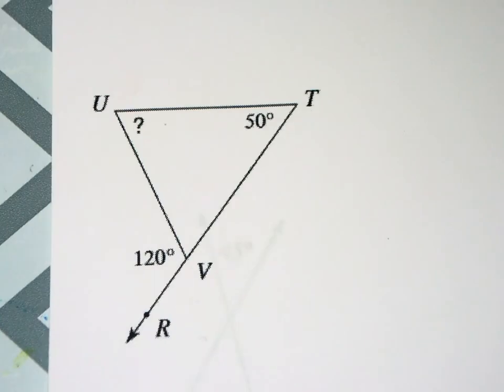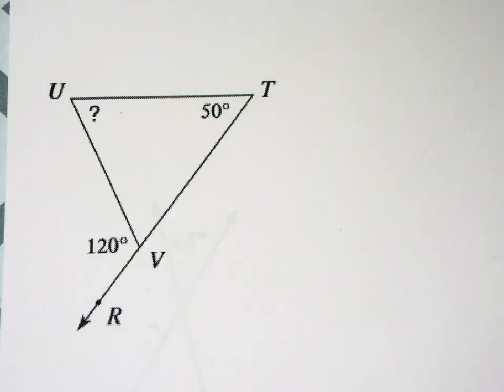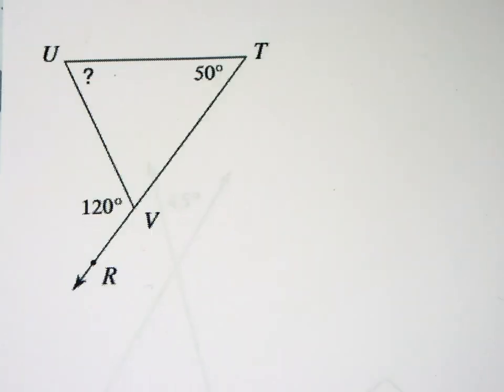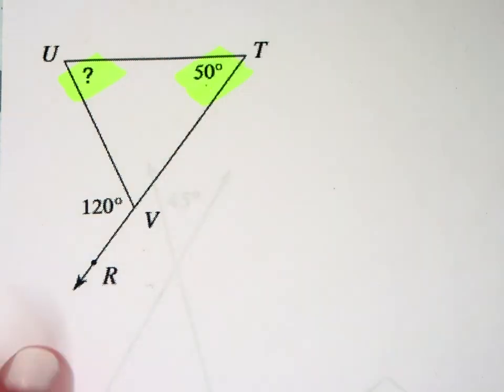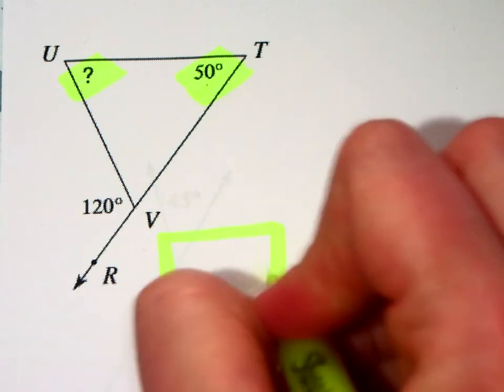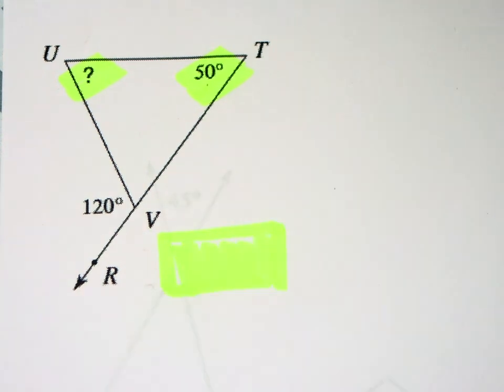All right, this next example is using the exterior angle theorem for triangles. So what I should see in this problem are my two remote interiors. Remember, remote interior angles are the angles that are non-adjacent to the exterior. So I'm going to go ahead and add those two together. You always want to add your remote interior angles.